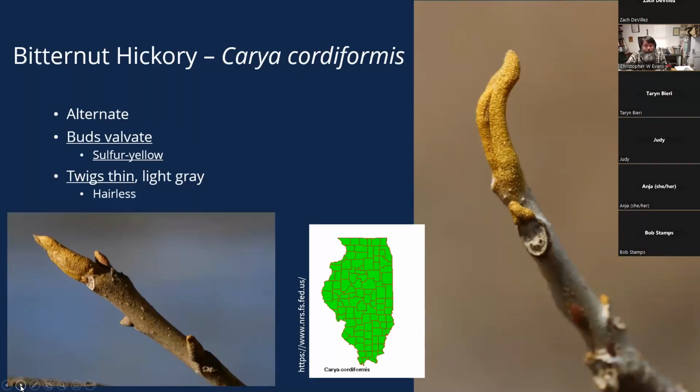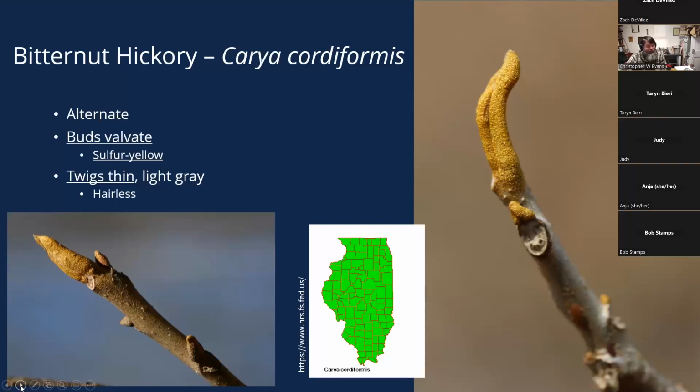They have these valvate buds, right? So they're not the overlapping scales that you see in all the other hickories. They really have different buds. And bitternut hickory buds are sulfur yellow in color. That really stands out. You can really see it in these pictures right here. And that's the easiest way to identify this tree, by those bright sulfur yellow buds. If you see that, you know what you've got. There's no question.